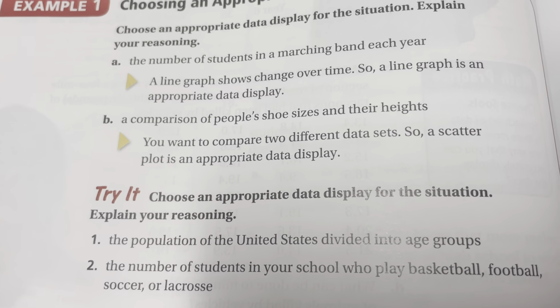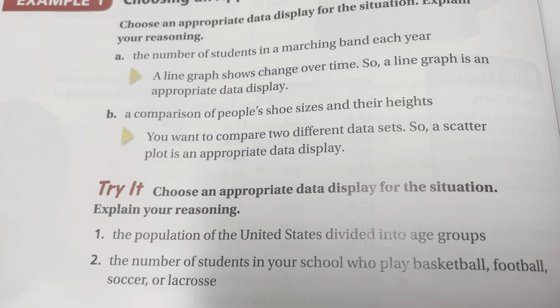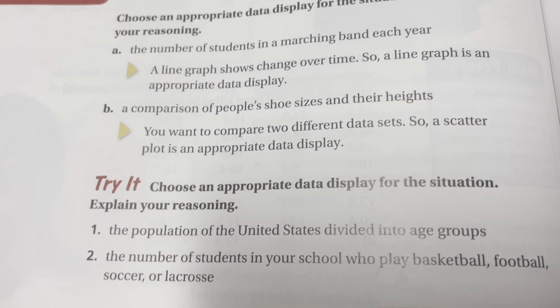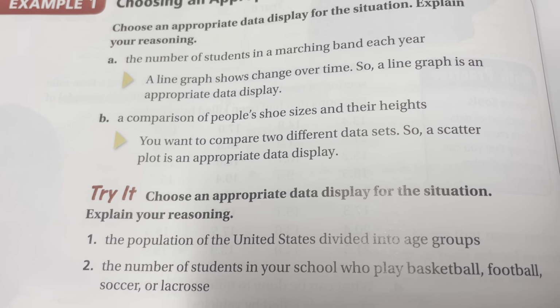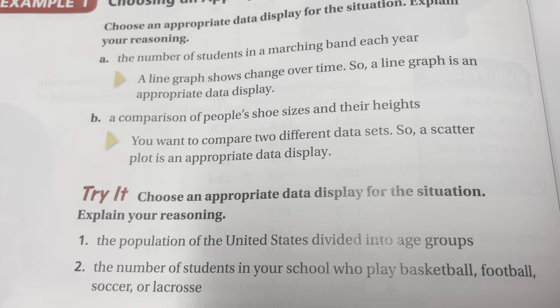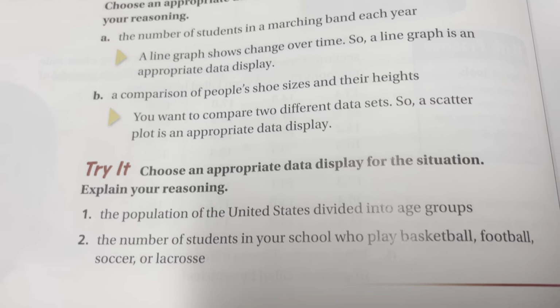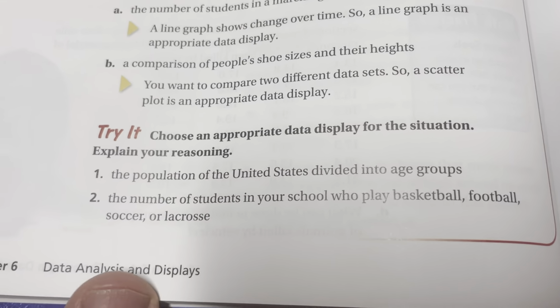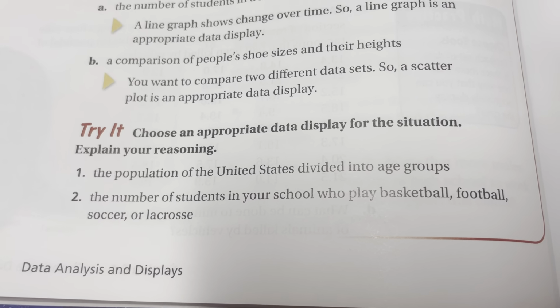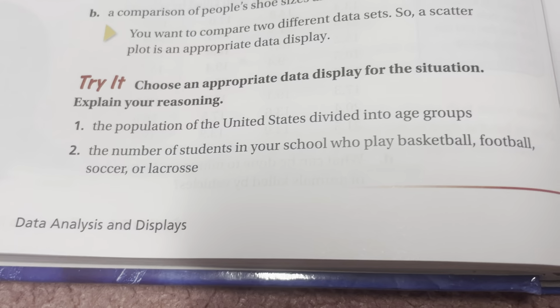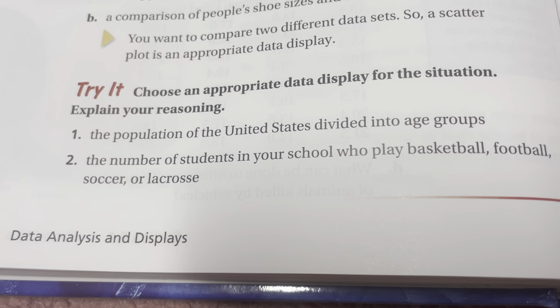A comparison of people's shoe sizes and their heights. Well, a scatter plot would be appropriate because what we're comparing is two things. We are seeing if there's any correlation or relationship between a person's shoe size and their height. And so we would want to use a dot plot there. So here's a couple of examples. Choose an appropriate display for the situation. Explain your reasoning.